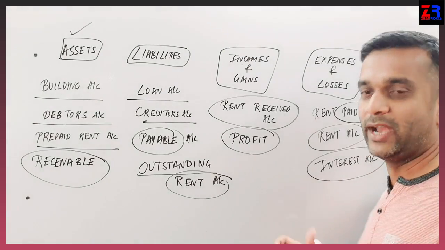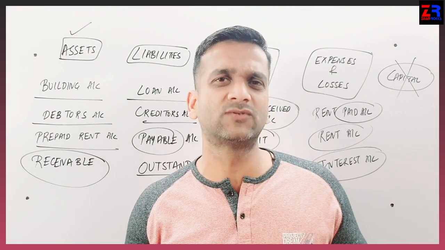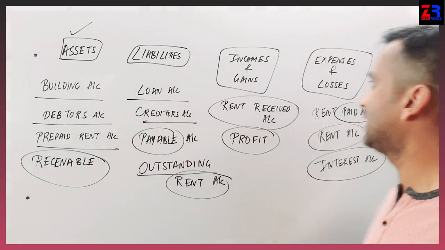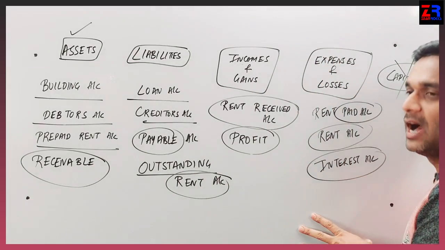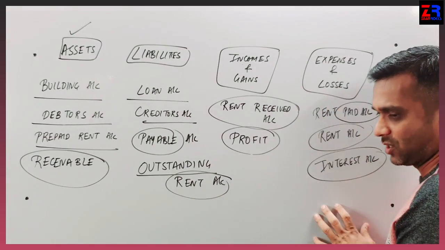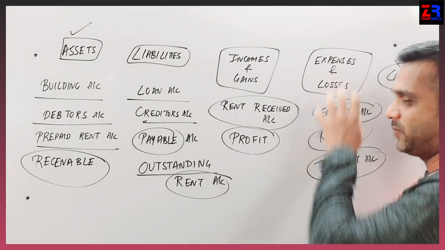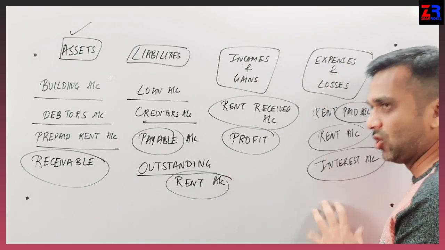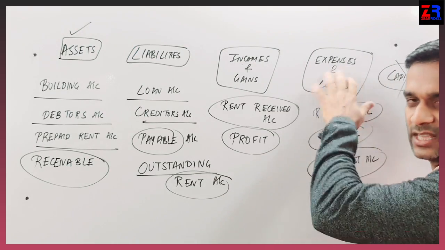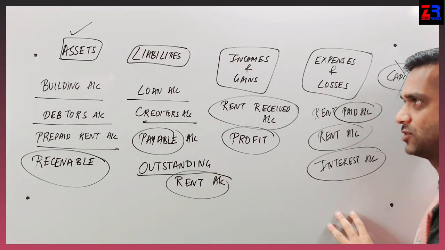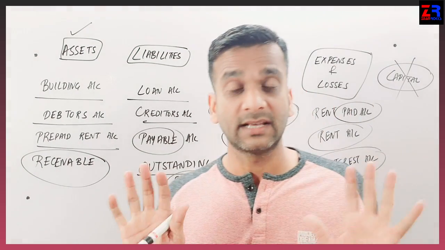एनी लॉस मेड ऑन सेल ऑफ एनीथिंग, सपोज यू हैव सोल्ड योर प्रॉपर्टी एंड यू हैव इनकर्ड अ लॉस, देन दैट लॉस अकाउंट इज एन एक्सपेंस और लॉस. अरे समझ में आ रहा है क्या? टेलीफोन बिल अकाउंट, स्टेशनरी अकाउंट, एनी फीस अकाउंट, लीगल फीस अकाउंट इज एन एक्सपेंस और लॉस अकाउंट. Salary account, wages account is an expense or loss account. Hope you understand. Understood क्या?